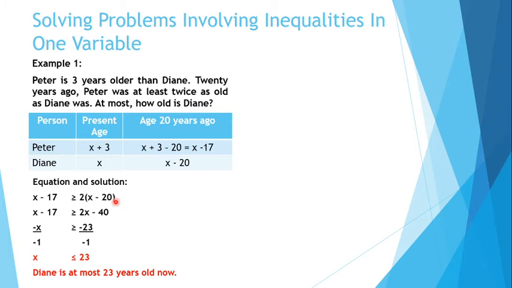Okay, so that's why it is stated Diane is at most 23 years old now. So this means that even if you use 22, 21, 19, 18, 17, we can still satisfy the inequality. Okay?